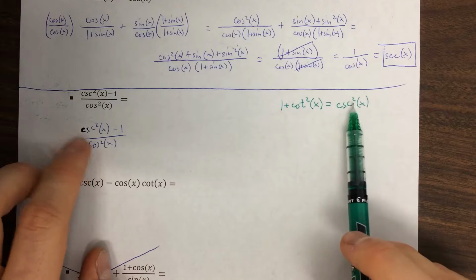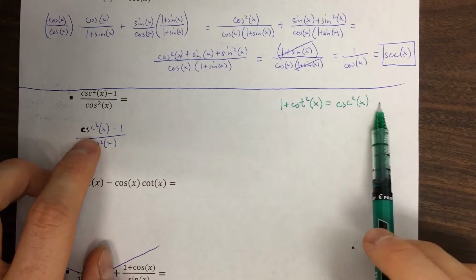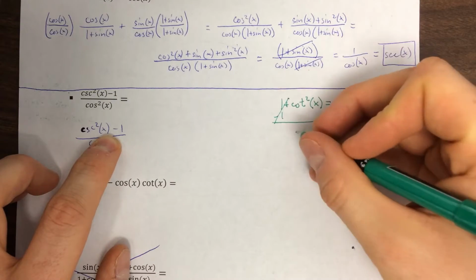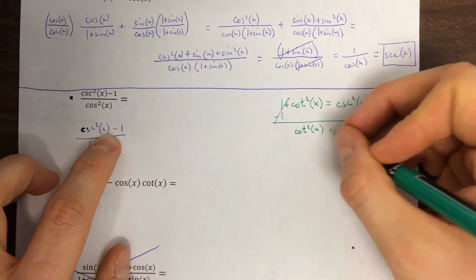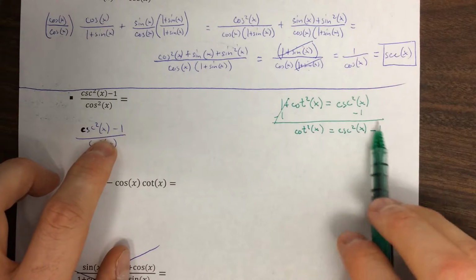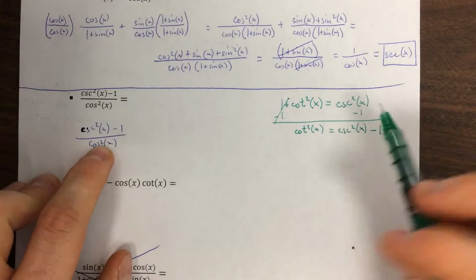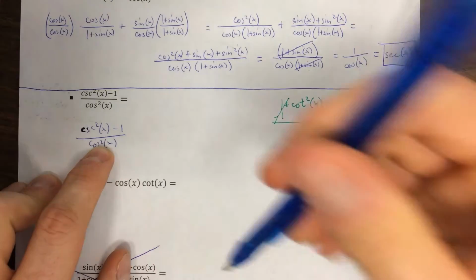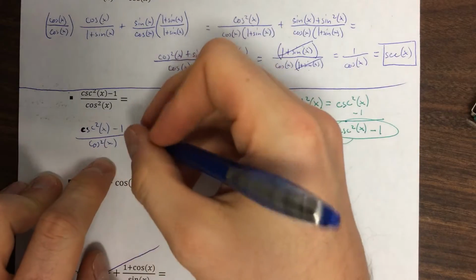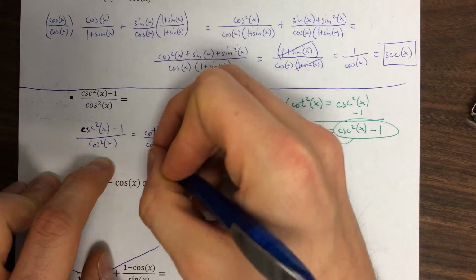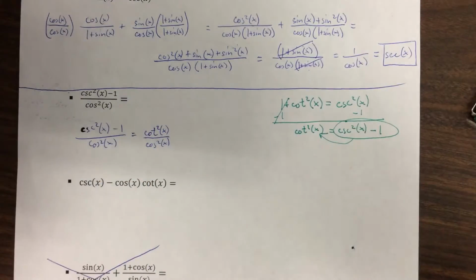But here, I have positive cosecant squared. I want to get negative 1, so if I subtract 1 here, that's 0. Cotangent squared x is equal to cosecant squared minus 1. So this is what we have in our numerator. That's what we want, equal to cotangent squared. And so we can replace our numerator here with cotangent squared x over cosine squared x.